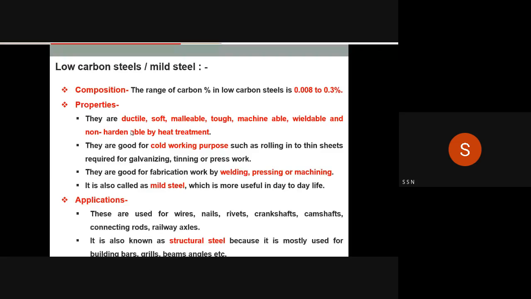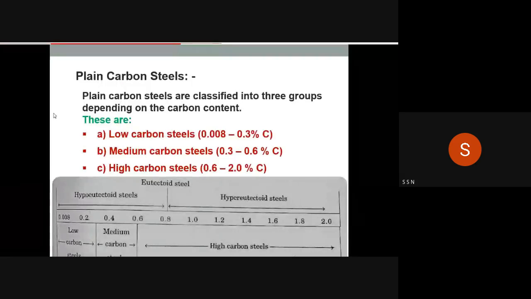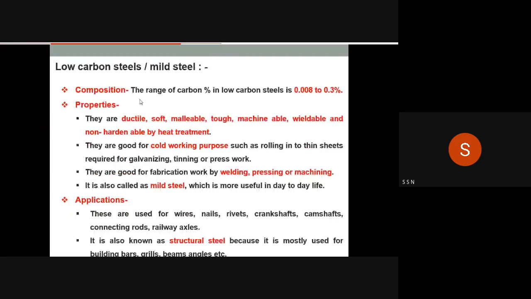Three types of plain carbon steel we have already seen: low carbon steel, medium carbon steel, and high carbon steel. We will now see low carbon steel in detail. In low carbon steel, the percentage of carbon varies from 0.008 to 0.3%. This is the composition of low carbon steel. In day-to-day life and applications, we call low carbon steel mild steel.